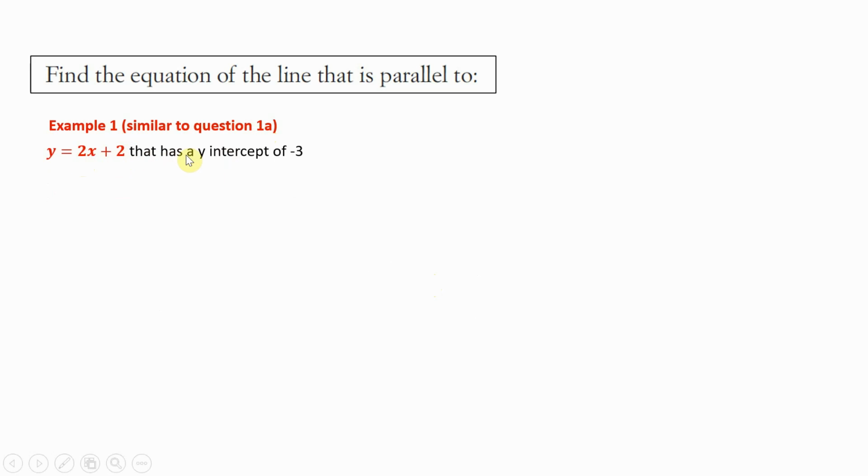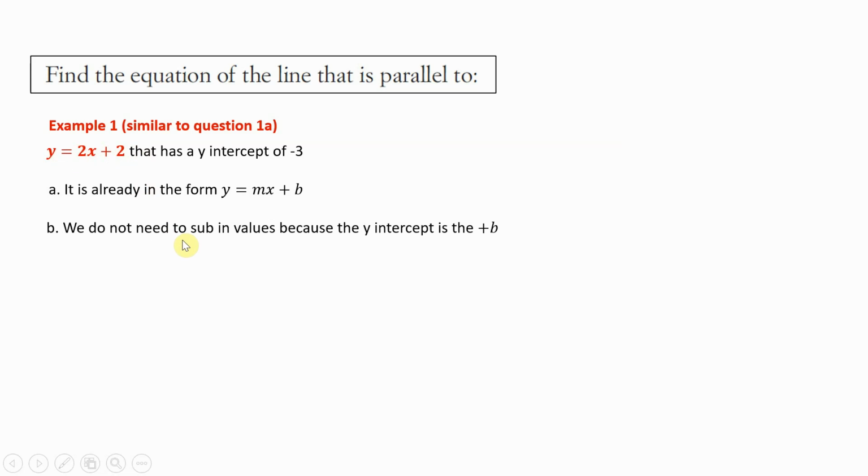Now, the important thing is to remember that now we have a y-intercept of minus 3. So what does that mean? Firstly, it's already in this form, so we don't need to change anything from here. We do not need to sub any values because the y-intercept is the plus b. So when we're told the y-intercept is minus 3, all we need to do is change the plus 2 to a minus 3. And there's our answer. y equals 2x minus 3 is parallel to y equals 2x plus 2.